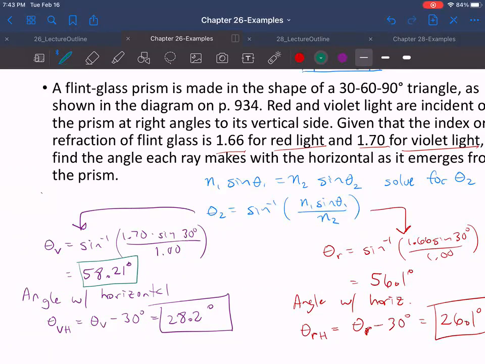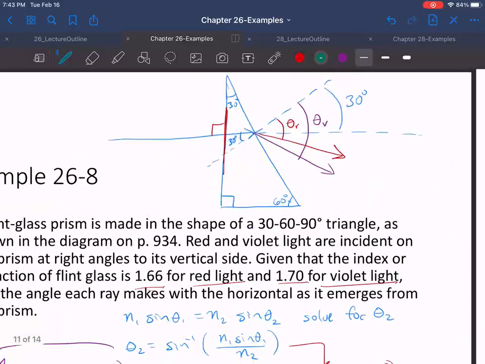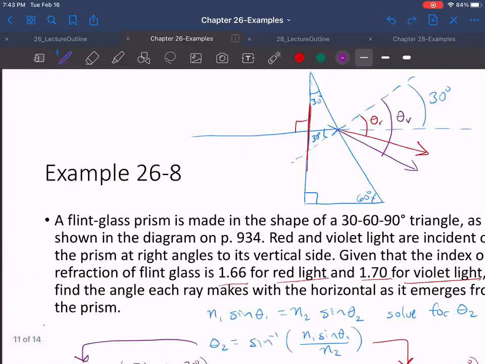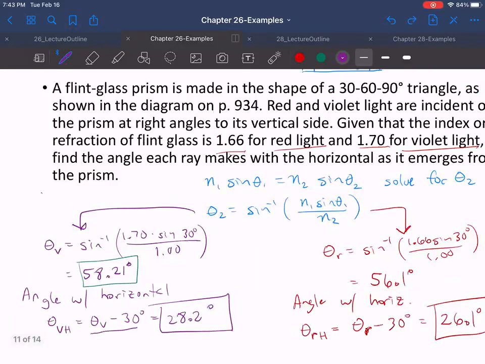However, they don't ask for the refracted angle. They ask for the angle with the horizontal. So what that means is I have to come up here and say, all right, I've got this whole angle here. This is my 58 degrees. And I have to take off that 30 degrees to leave me with this angle right here, which is the angle to the horizontal. So that's what I did right there. I did theta V, our angle of refraction for the violet light, minus 30 degrees, and that equals 28.2 degrees right there.